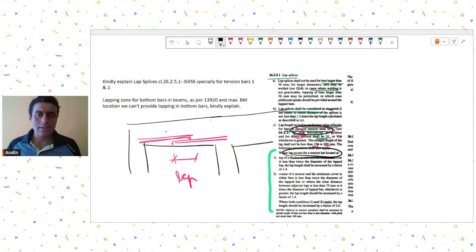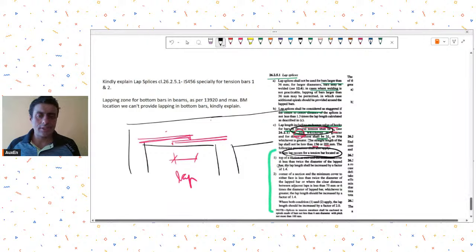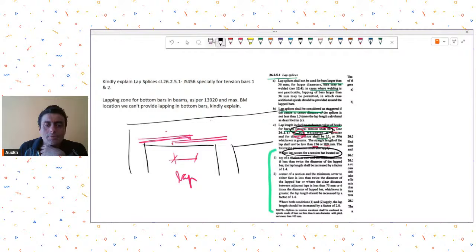So if that is the case, let's read and try to understand. Where lap occurs for a tension bar located at top section, top of a section as cast, and the minimum cover is less than twice the dia of lapped bar, the lap length shall be increased by a factor of 1.4.